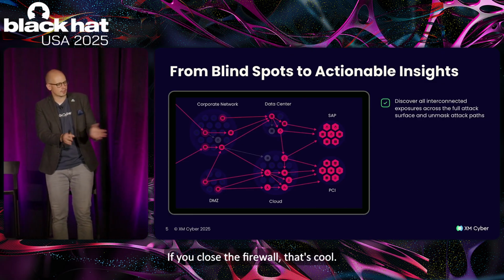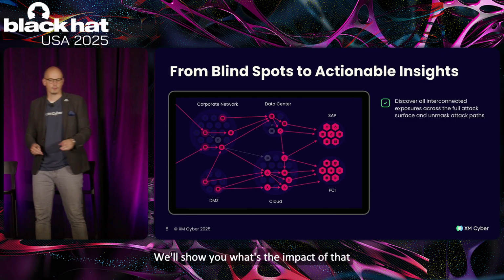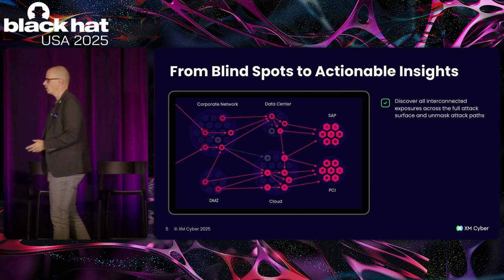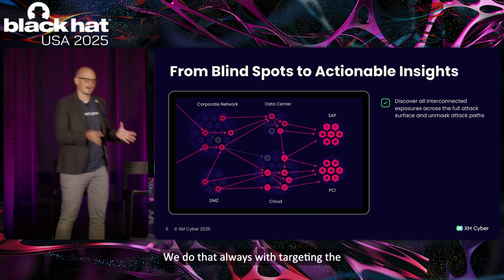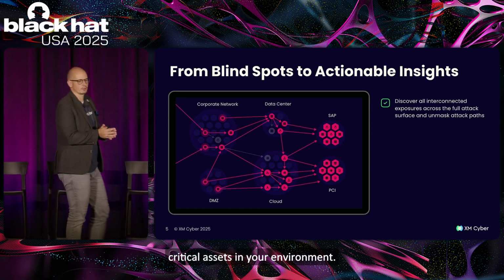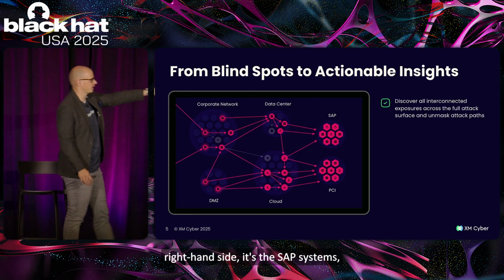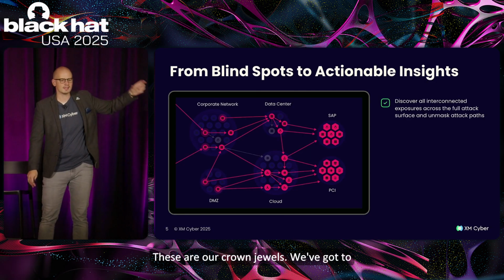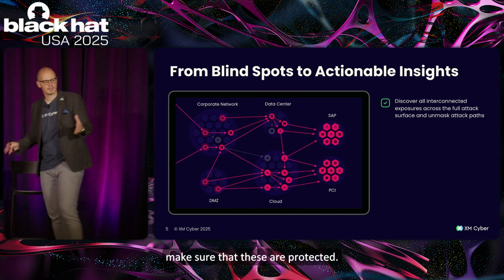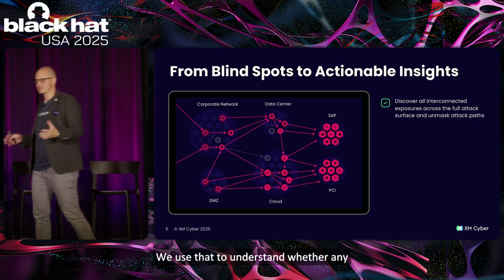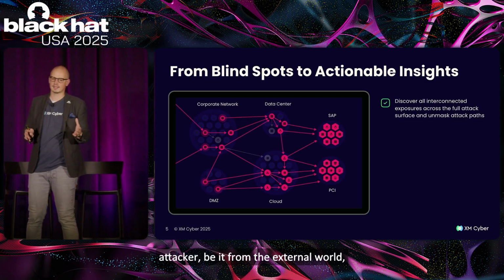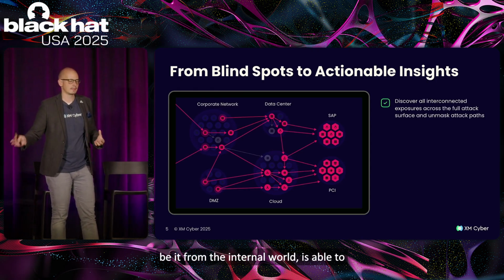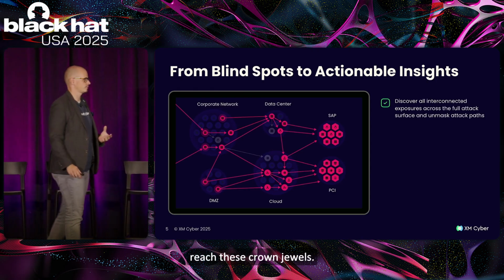If you close the firewall, that's cool, we'll show you what's the impact of that in your environment when it comes to attack path. We do that always with targeting the critical assets in your environment. And in our example, you see on the right-hand side, it's the SAP systems, it's the PCI environment. These are our crown jewels. We've got to make sure that these are protected. And we use that to understand whether any attacker, be it from the external world, be it from the internal world, is able to reach these crown jewels.